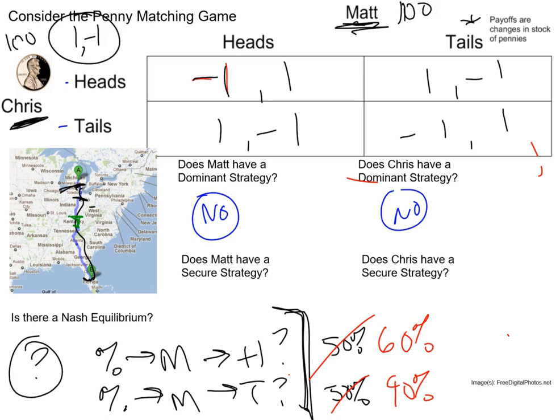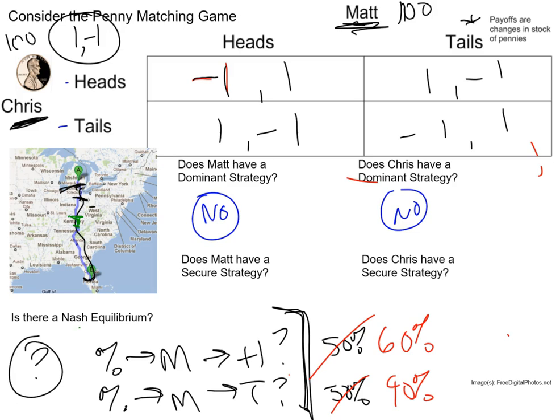But if he plays tails 60% of the time, am I going to want to stick with my 60% of the time playing heads strategy? No, I'm going to lose too much, right? And so what am I going to want to do? I'm going to want to adjust my strategy and not play heads so much. Where am I back at an equilibrium, right?